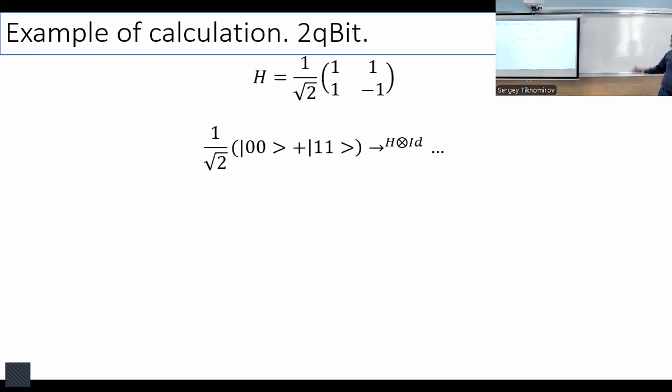Okay, let us calculate for a certain concrete example. On the blackboard, maybe you can tell me how to do this. I apply it to the first qubit. Someone, please help me.